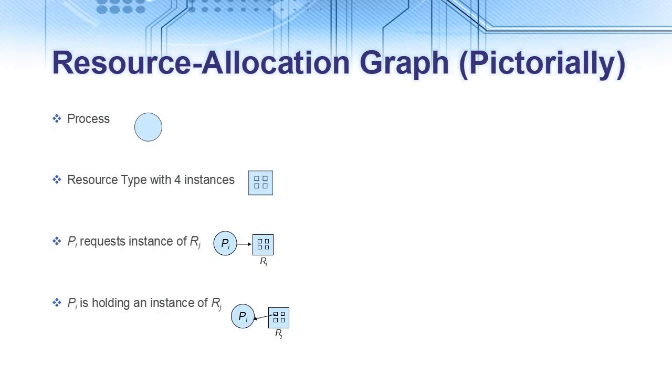Here you can see the pictorial representation of a resource allocation graph. A process is represented by a circle. A resource is represented by a square. You can see the dots inside the square. These are instances of the resource. Then a request edge is represented as Pi requests an instance of Rj, that is, an arrow from the process to resource Rj. Next, we can see the assignment edge. The process Pi is holding an instance of Rj. You can see the arrow from Rj to Pi.